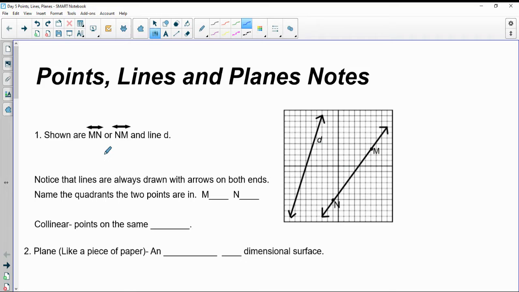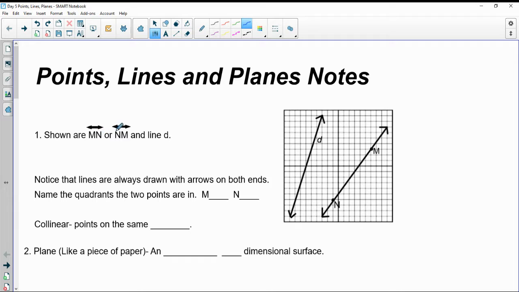So to start, we're going to talk about points, lines, and planes. This right here, I know that this is a line because it's got arrows at both ends, so that shows it goes on forever. So that'll be lines. When you have segments, you'll see later that they don't have those arrowheads. So those arrowheads show that it is a line.